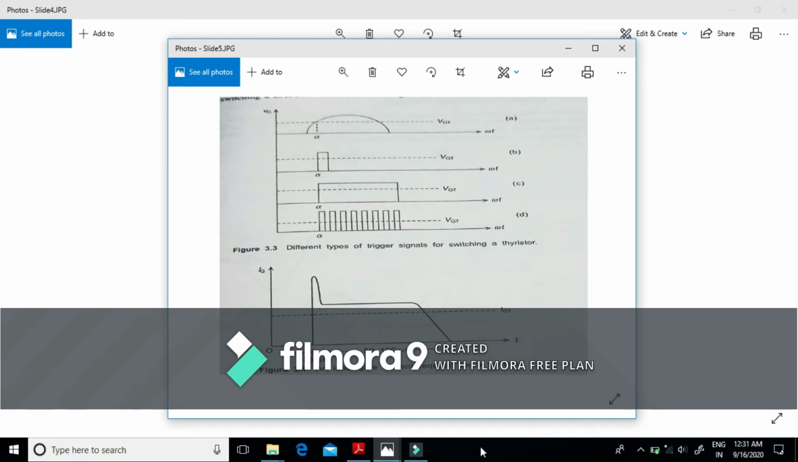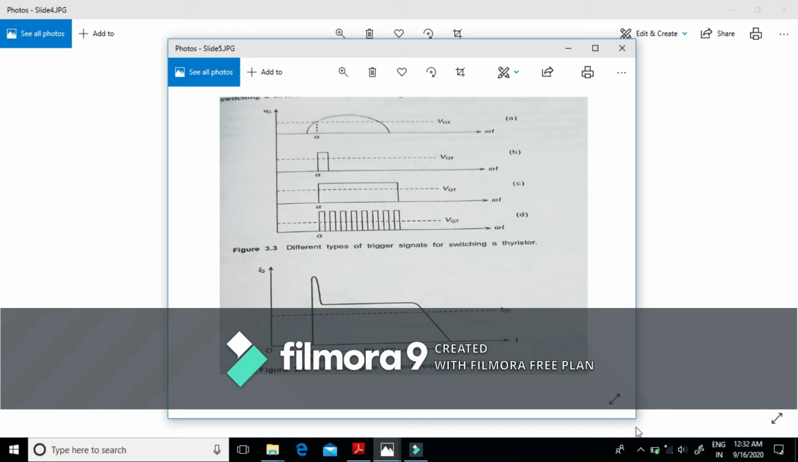A typical waveform for the gate current is shown in this figure. In this waveform, we have a higher initial value of gate current with a very fast rise time. The initial high value of gate current is then reduced to a lower value where it stays for several microseconds in order to avoid unwanted turning off of the device.